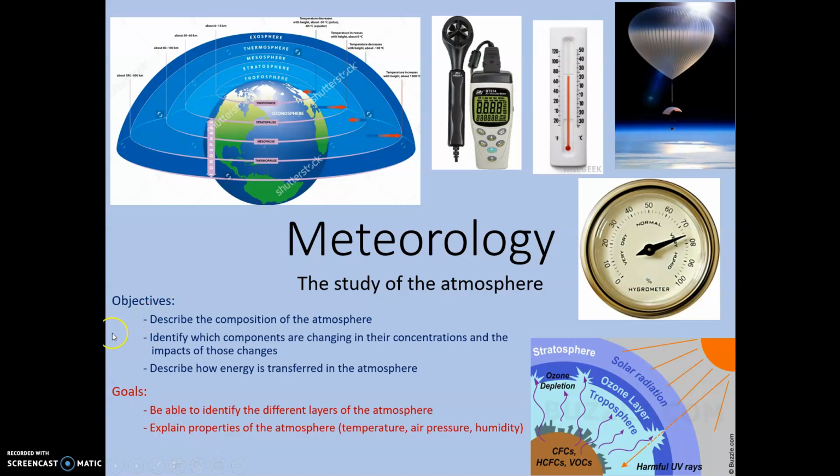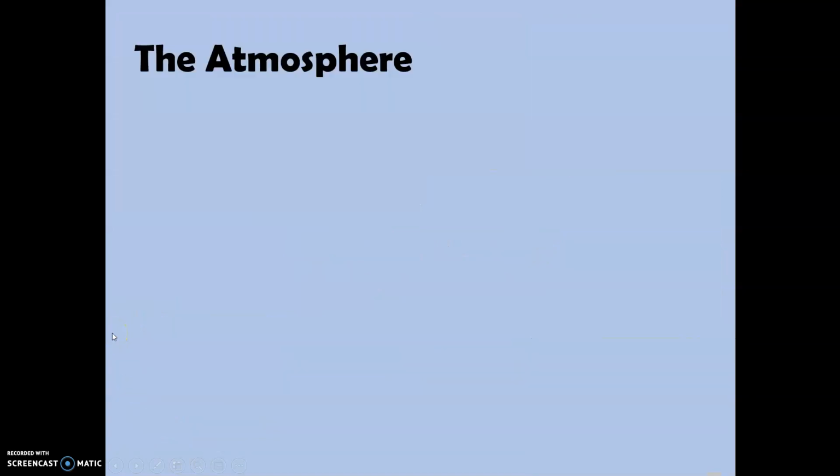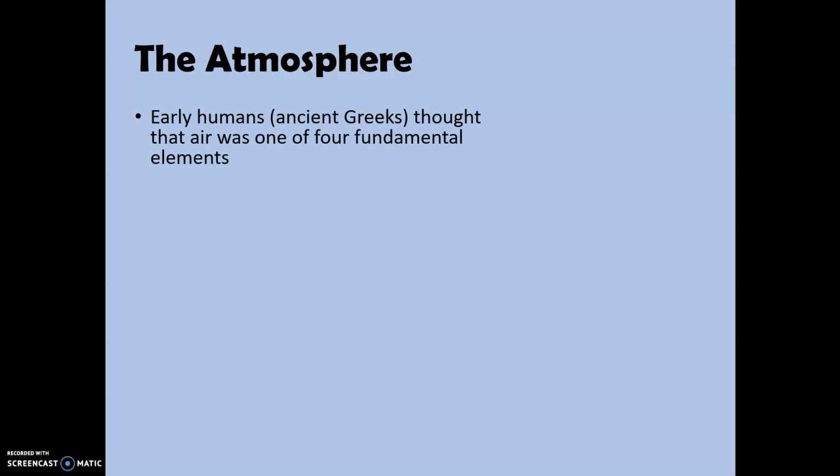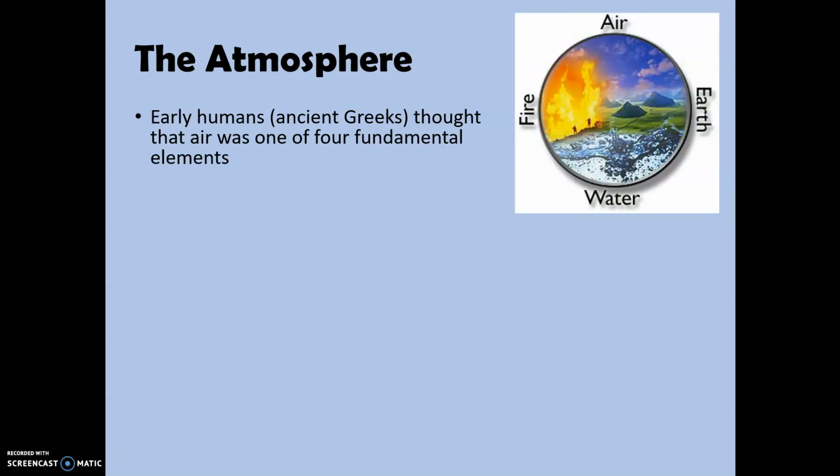I'd like to give you a little bit of background before we dive fully into this. A little bit about the atmosphere. For a long time, ancient Greek philosophers and humans in general thought that the air was actually one of four fundamental elements. This was their understanding of the atmosphere. So they thought fire, air, earth, and water were those four elements, and if those four elements were combined in the correct proportions, they would make everything on Earth. That was the thought.